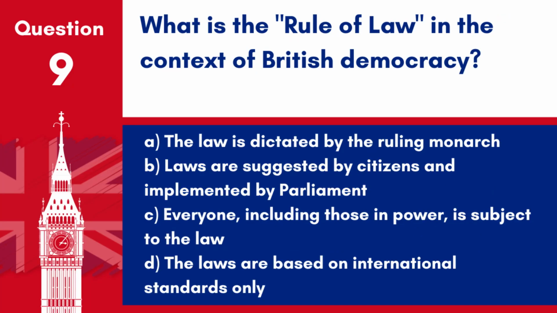Question 9. What is the rule of law in the context of British democracy? A. The law is dictated by the ruling monarch. B. Laws are suggested by citizens and implemented by Parliament. C. Everyone, including those in power, is subject to the law. D. The laws are based on international standards only.